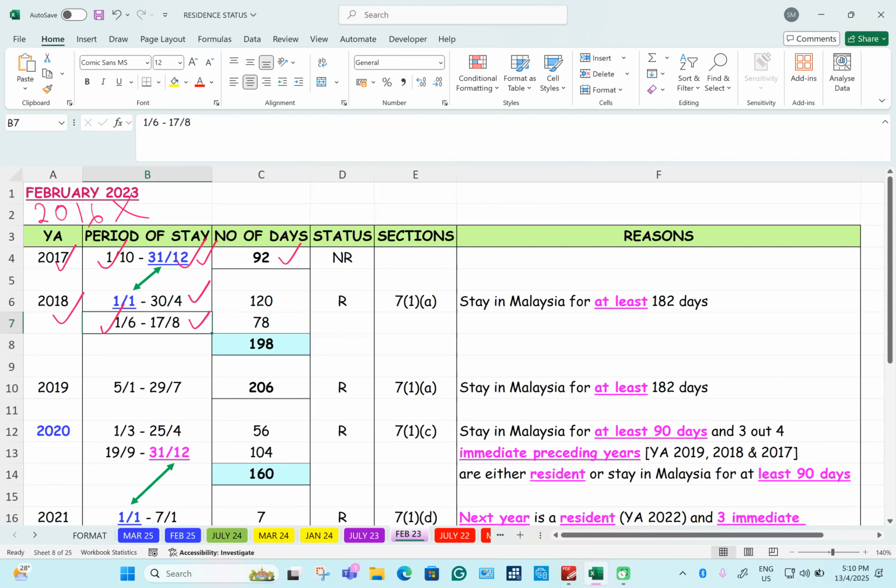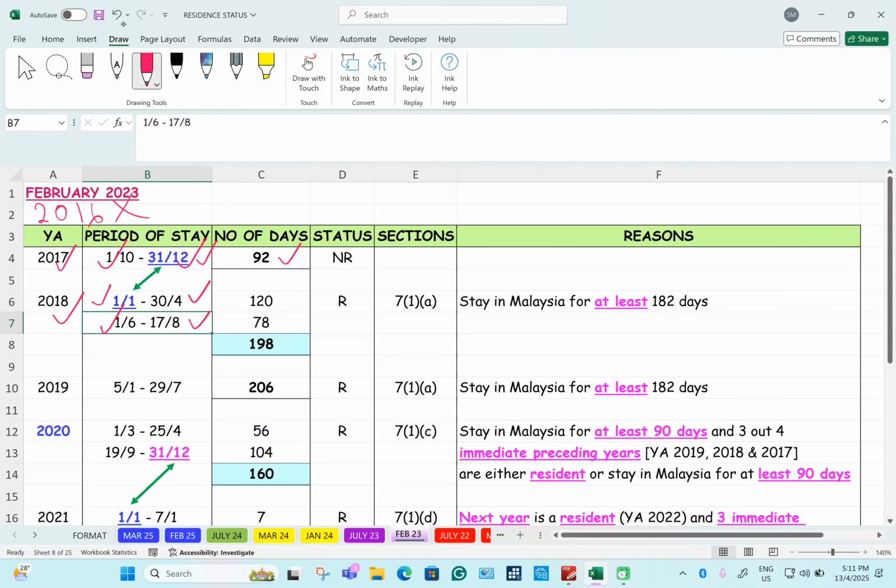Next, you cross over to 2018. The first date that I need after 31st December must be 1st January. Do we have 1st January? Yes, we do, guys. Next, starting from 1st January here, I need 182 days consecutively, meaning to say the period cannot be broken up.